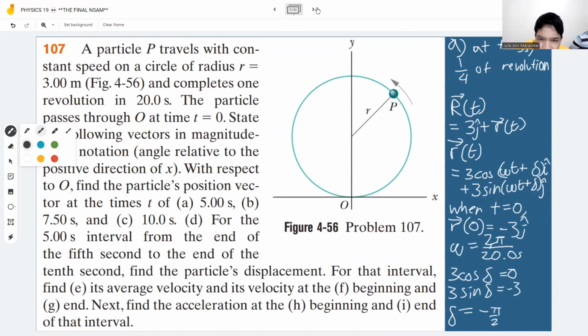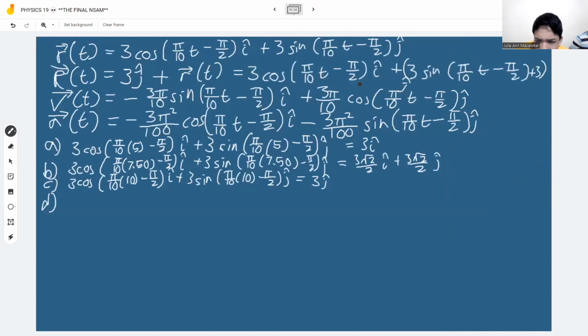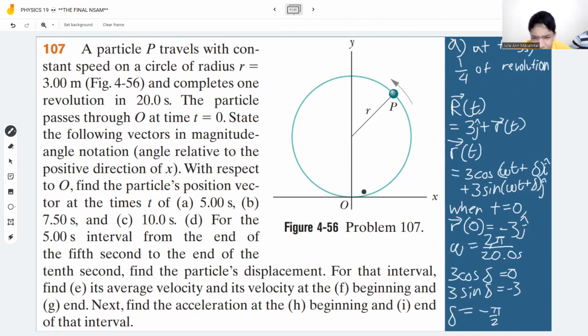I think draw a figure. So on your diagram, draw a vector from the origin to P. So balik ka dun sa problem statement. Draw on it. So vector from that to P and call that capital R.